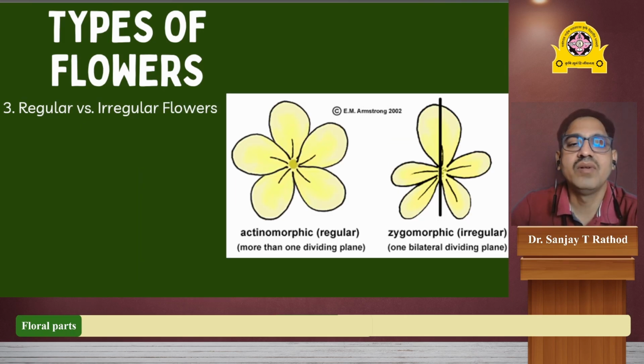Next is regular versus irregular flower, that is actinomorphic and zygomorphic. If the flower is divided equally by more than one dividing plane, it will be known as an actinomorphic or regular flower. When we cut this flower, it will not get cut equally from all the sides. That's why it's a zygomorphic or irregular flower.